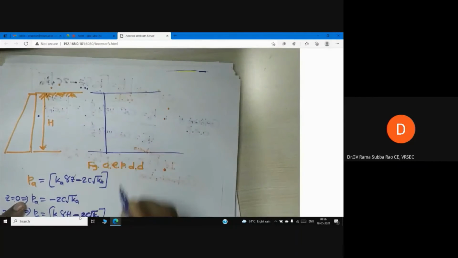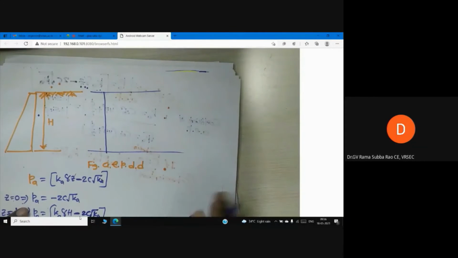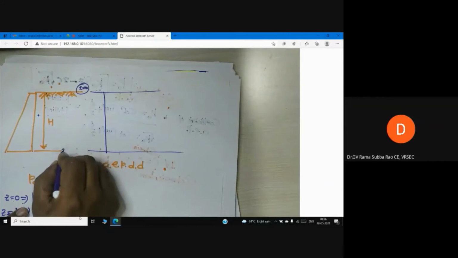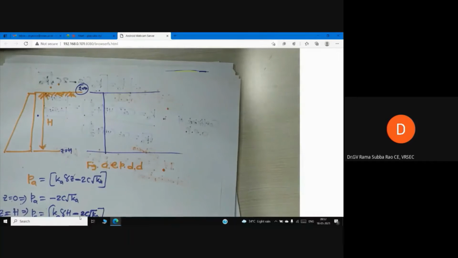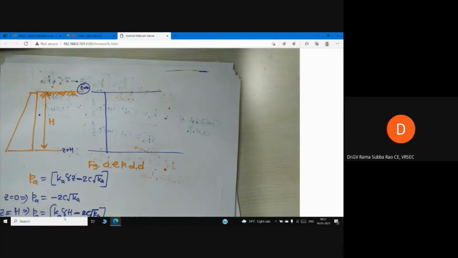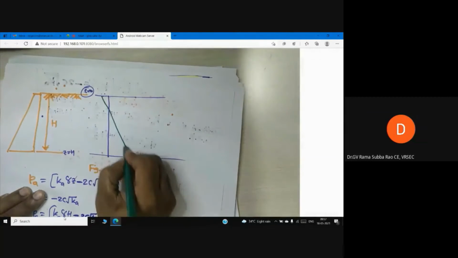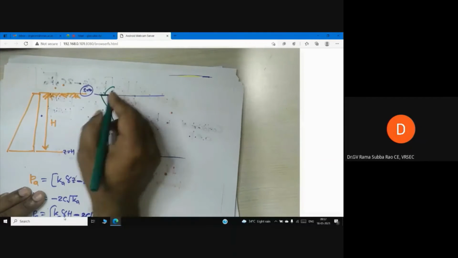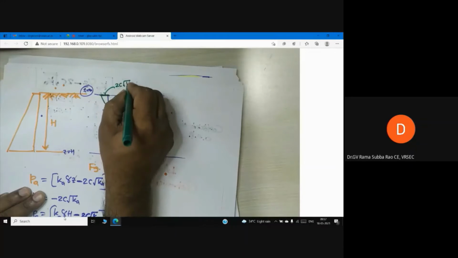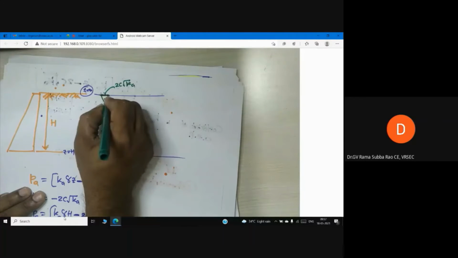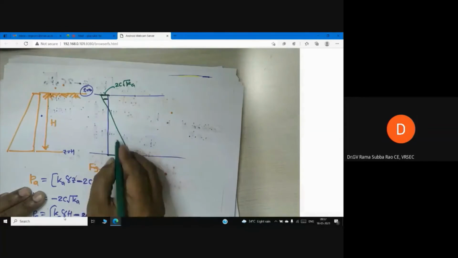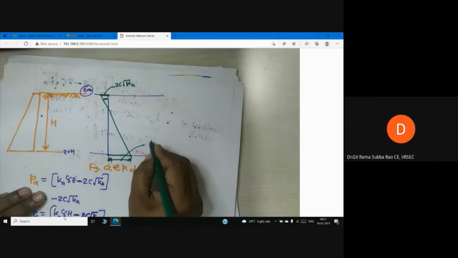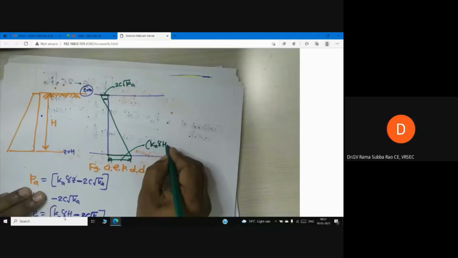Draw this diagram, the pressure distribution diagram. See, when z is 0, at the top, and z is equal to h at the bottom. It is a very important point. So can anyone tell me 2c root Ka? But don't forget to show the minus here. So what about this one? Can anyone tell me? Ka gamma h minus 2c root Ka.